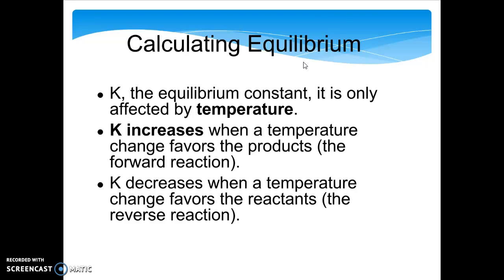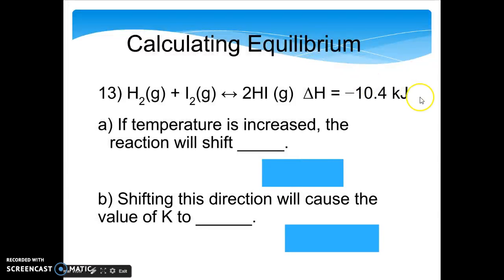Well, K, the equilibrium constant, is only going to be affected by temperature. The value of K will increase when a temperature change favors the products, the forward reaction, whereas K will decrease when a temperature change favors the reactants, the reverse reaction. So let's take a look at this on an actual system.